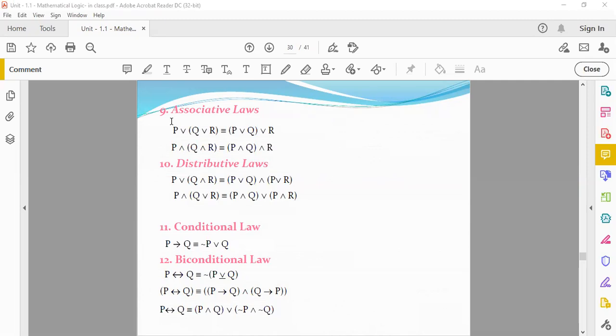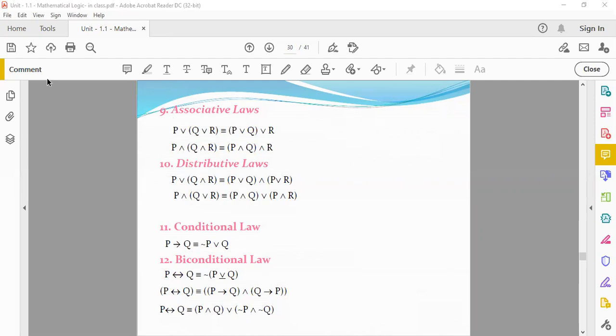Coming to distribution law. P or Q and R is equivalent to P or Q and P or R. P and Q or R is equivalent to P and Q or P and R. Very good.